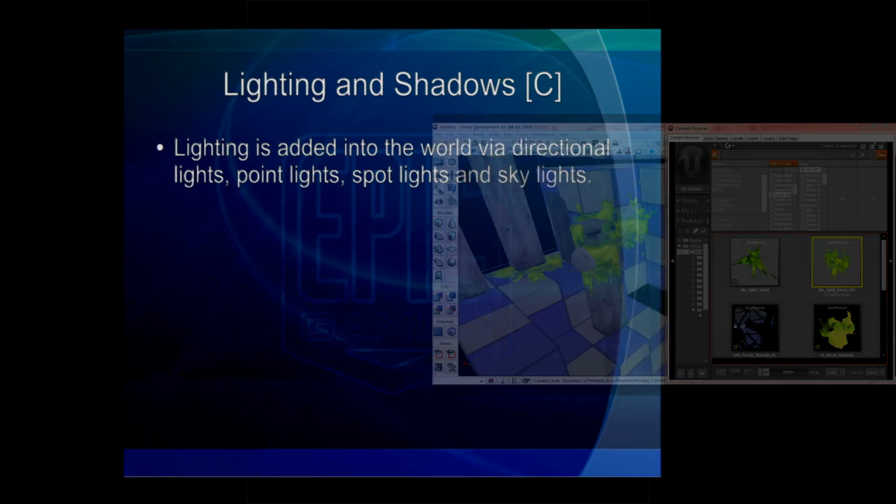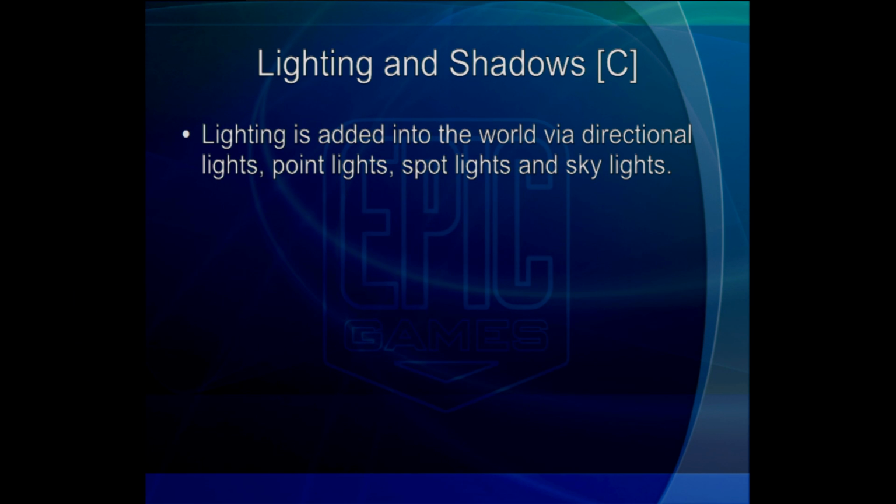So basically lighting is added into the world via directional lights, point lights, spotlights, and skylights. So let's experiment with all of them. When you first add all of these lights into the world, they're all dynamic to start with. And once you cook the world, it performs all the Lightmass.